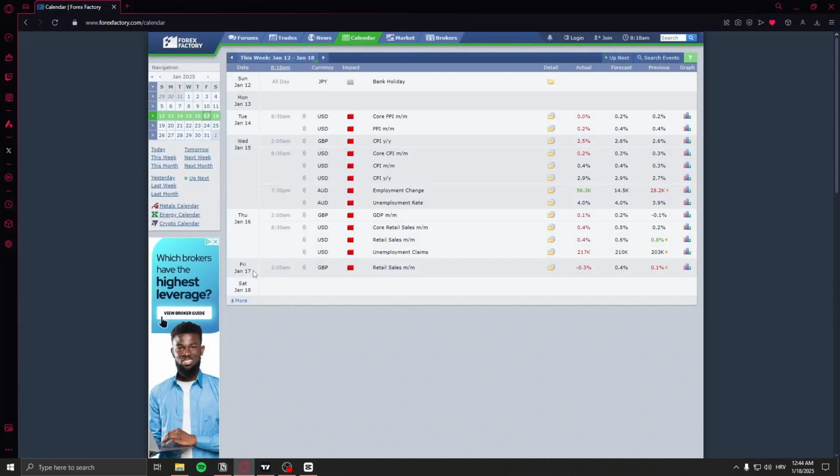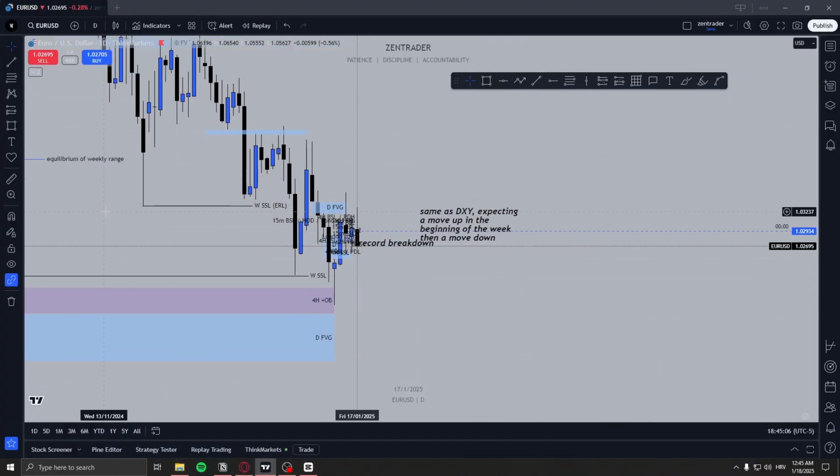So firstly, we can see the economic calendar. Here we can see that we have GDP news at 2 a.m., which means that we can trade today. So let's hop into the charts.